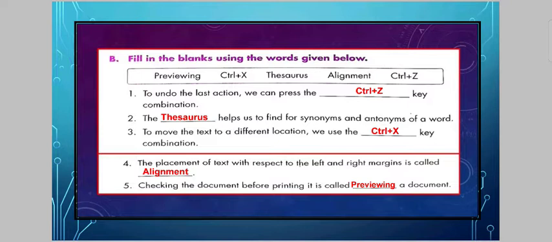Next, the thesaurus helps us to find the synonyms and antonyms of a word. Next is number 3. To move the text to a different location, we use the Control X key combination. Next is number 4. The placement of the text with respect to the left and right margin is called alignment. Next, checking the document before printing it is called previewing a document. So these are the fill in the blanks from this chapter.